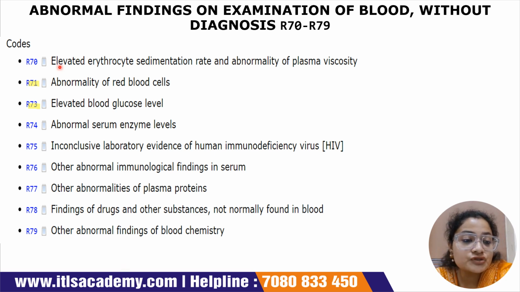The first code is R70, which corresponds to elevated erythrocyte sedimentation rate and abnormality of plasma viscosity. Then R71 corresponds to abnormality of RBCs. R73 corresponds to elevated blood glucose level. R74 corresponds to abnormal serum enzyme levels. R75 corresponds to inconclusive laboratory evidence of human immunodeficiency virus, that is HIV. R76 corresponds to other abnormal immunological findings in serum. R77 corresponds to other abnormalities of plasma proteins. R78 corresponds to findings of drugs and other substances not normally found in blood. R79 corresponds to other abnormal findings of blood chemistry.